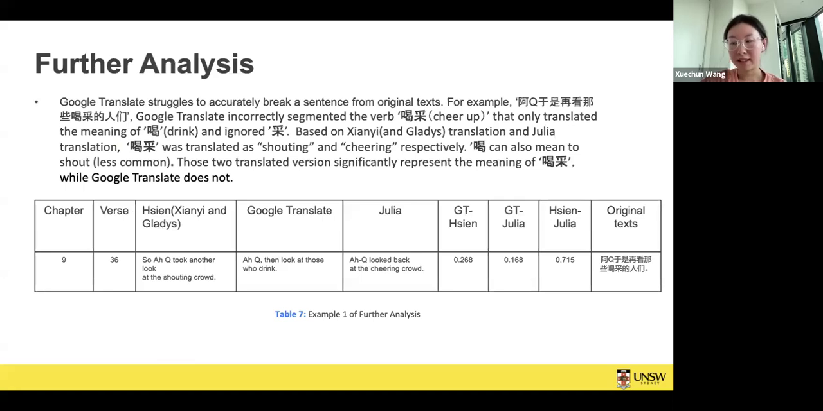We also have some further analysis to evaluate the quality of the translated text from Google Translate from semantic perspectives. The first example is that Google Translate struggles to accurately break a sentence from the original text. The bold characters mean cheering up. However, Google Translate only translates one character and ignores the other one. Google Translate translates the first character as string. Due to its wrong break in the sentence, the meaning of the whole sentence is wrong. The two human experts' translations significantly express the meaning of the verb.